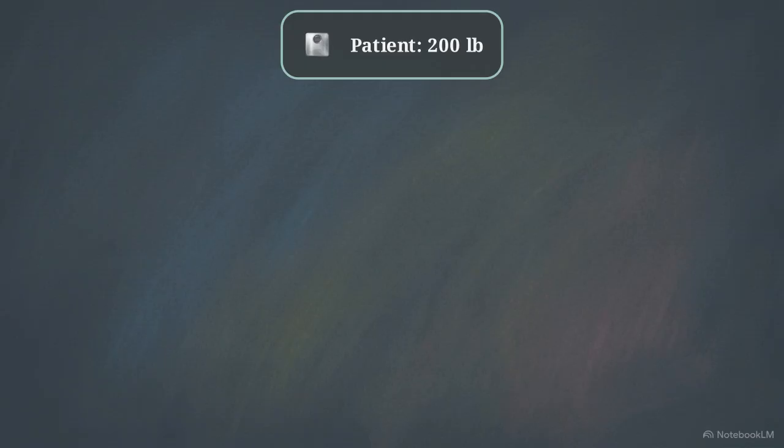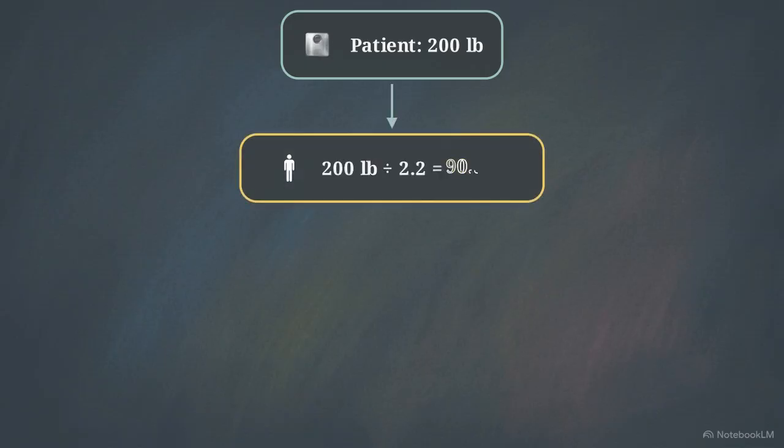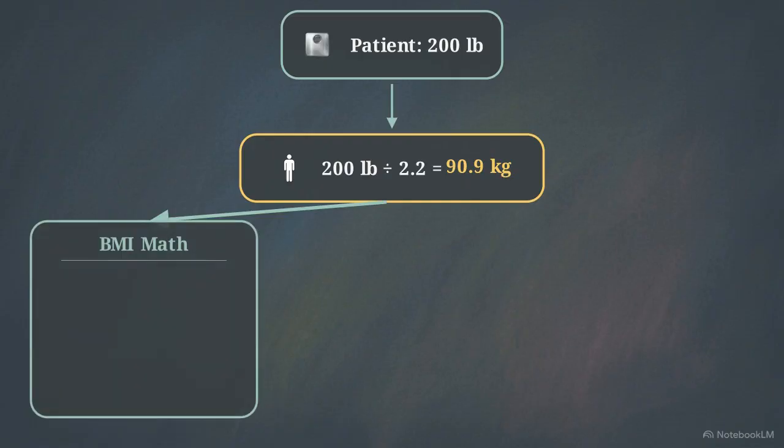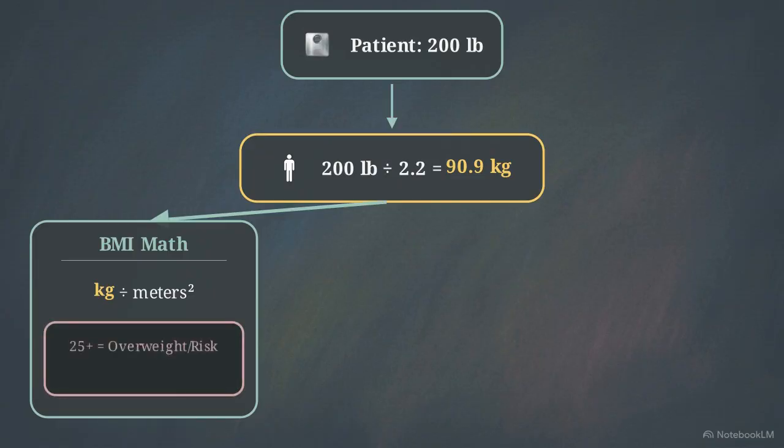Every patient-specific calculation begins with their body weight. A 200-pound patient flows down to our central hub, filtering into 90.9 kilograms before any further math happens. Following the left branch leads us to body mass index. You take that kilogram weight and divide it by the patient's height in meters squared. The exam triggers here are rigid. A result of 25 or higher flags the patient for overweight risks, and 30 or higher categorizes them with obesity.